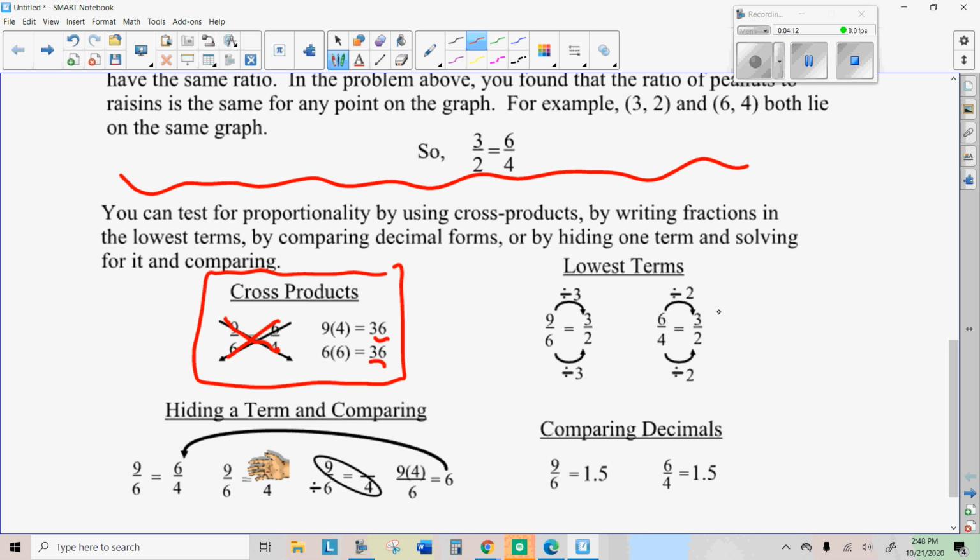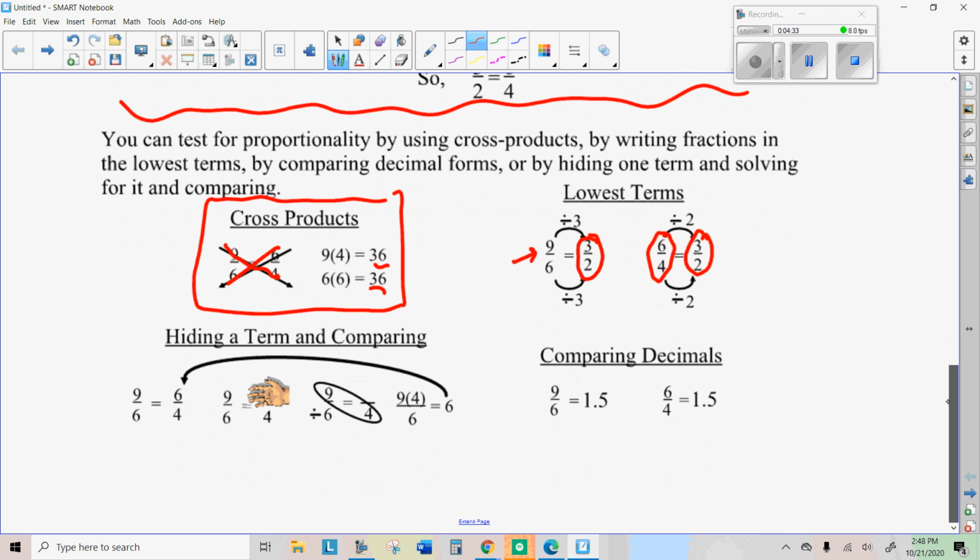The other thing you could do is simplify the fractions down to lowest terms. So 9/6, you can divide both those by 3, and that simplifies it to 3/2. 6/4, you can divide both those by 2, and that simplifies that to 3/2. Since they both simplify to the same number, they are proportional.